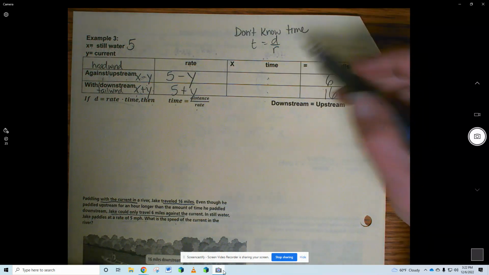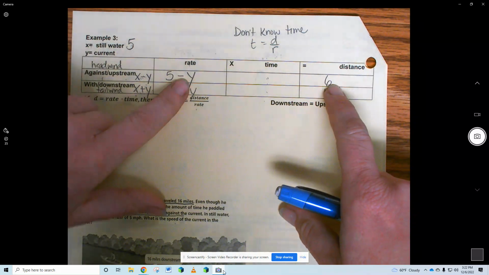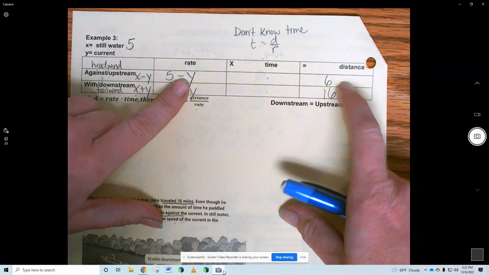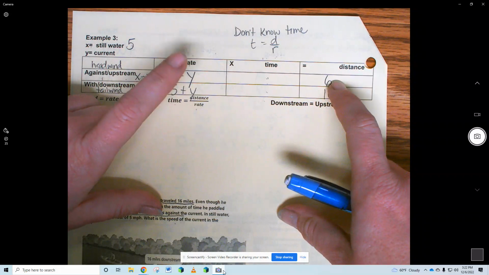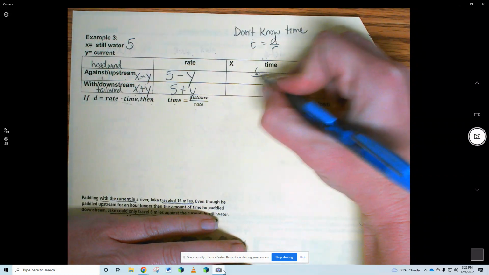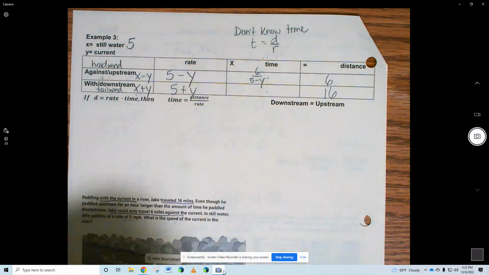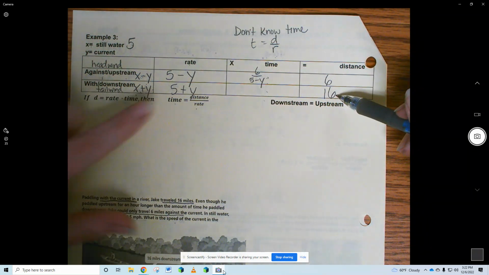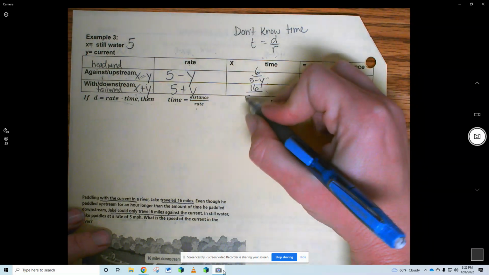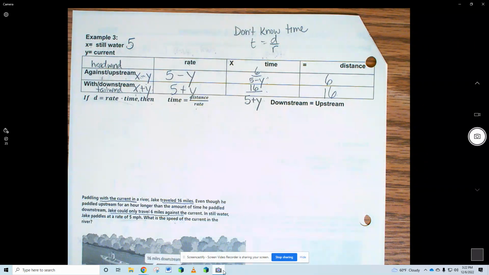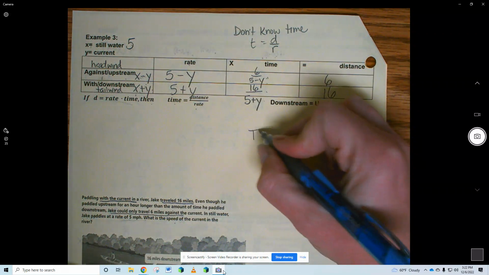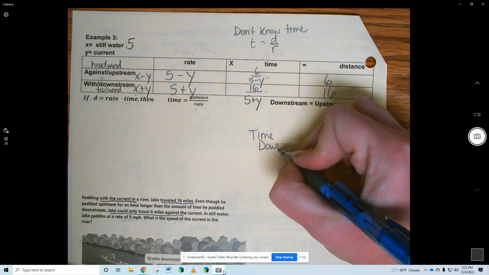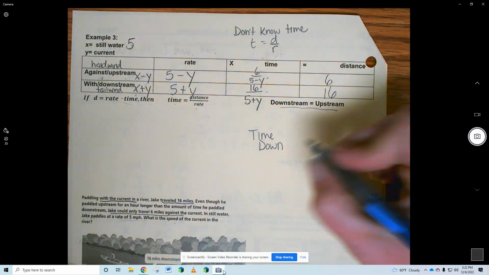All right. Time is distance over rate. So let's look at this top one, guys. The distance is 6 and the rate is 5 minus y. Distance divided by rate: 6 in the numerator, 5 minus y in the denominator. For downstream, distance is 16, and 5 plus y is in the denominator. So here's what's going to happen. I'm going to set the time downstream equal to the time upstream.